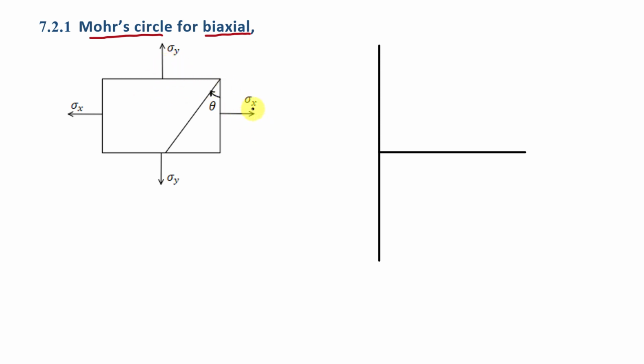First of all we will mark the points of normal stress sigma x and sigma y. Here we are assuming that sigma x is greater than sigma y. So let's say sigma x is somewhere here and sigma y is somewhere here. Now in this case there is no shear stress, so there is no need to mark a point of shear stress. So here we are going to draw a circle between these 2 points. It will be something like this.